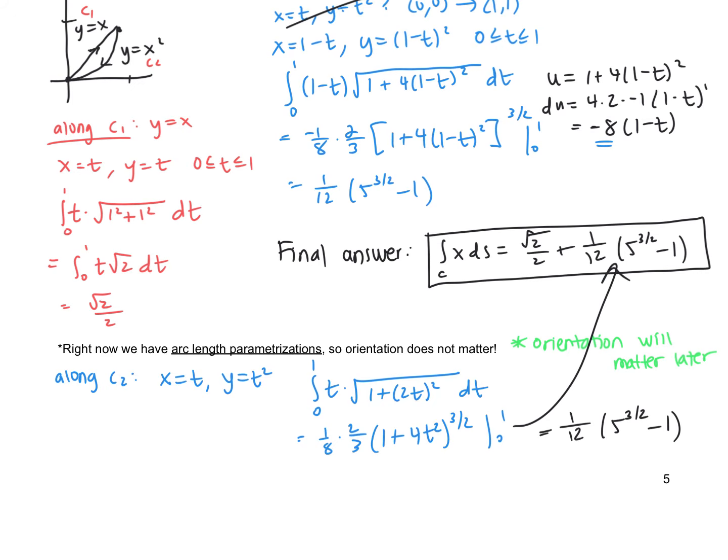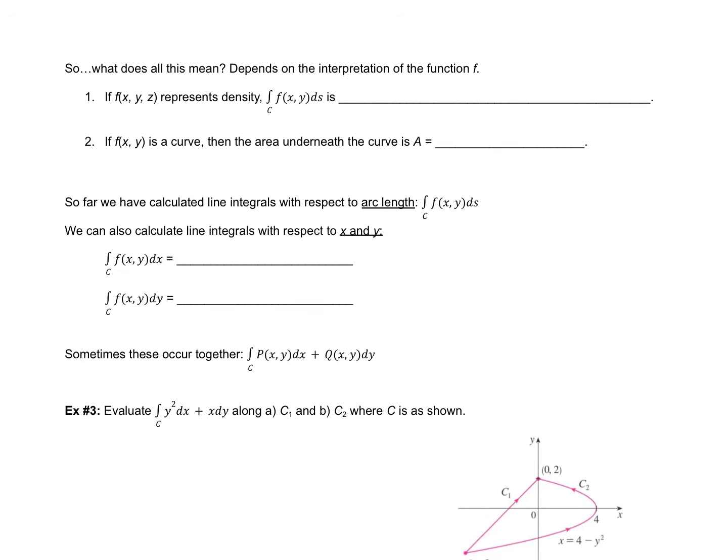So now that we have an idea of how to calculate these line integrals, we need to talk about what does this actually mean? So what do these numbers actually represent? Okay, so the question again is, what does this all mean? Well, it depends on how you're interpreting the function f. Let's say that f of xyz represents density. The line integral then, there should be a z here, the line integral calculates for us the mass of a thin wire that is shaped like C.